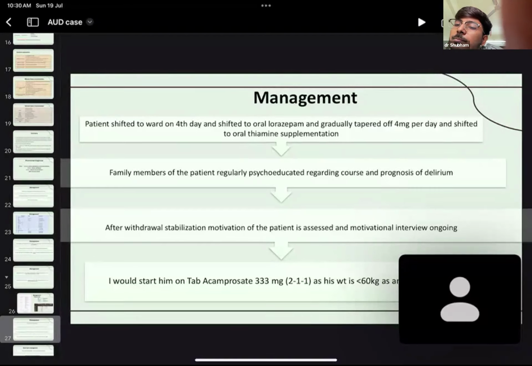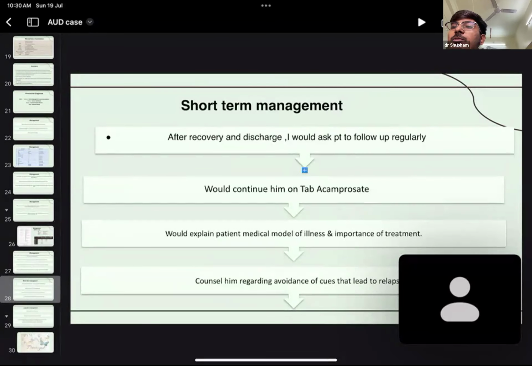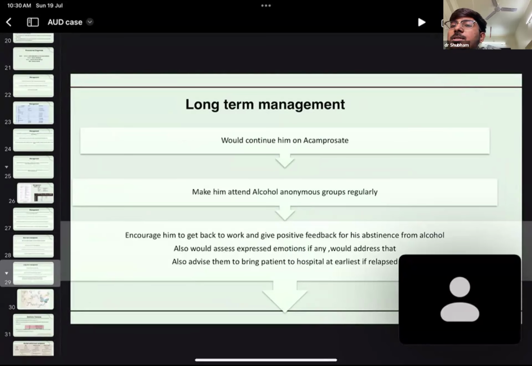I would like to start the patient on tablet Acamprosate 333 mg, 2 in the morning, 1 in the afternoon, and 1 in the evening, as his weight is less than 60 kg. After recovery and discharge, I would ask the patient to follow up regularly. In the short-term management, I would continue tablet Acamprosate, explain to the patient the medical model of illness and the importance of treatment, and counsel him regarding avoidance of cues that may lead to his relapse.